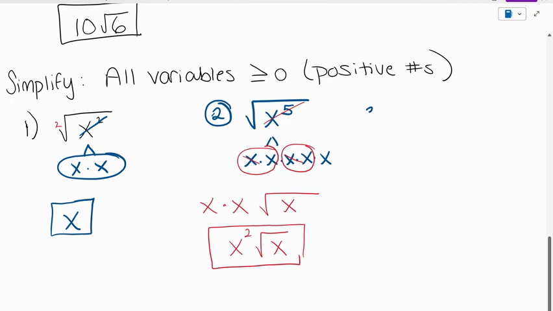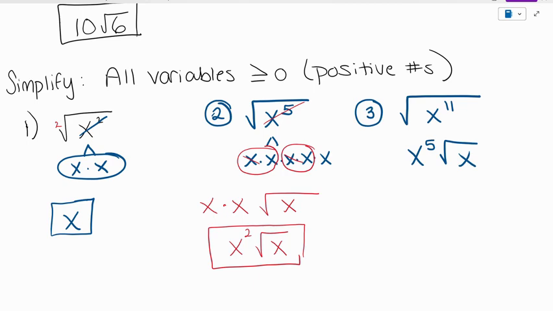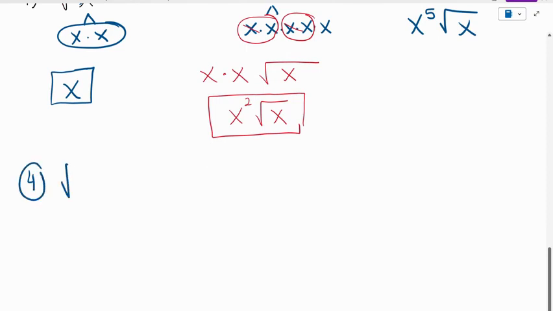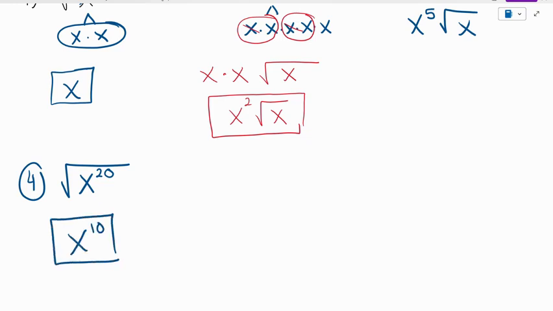All right, I'm going to do one more, and then I'm going to see if you see a shortcut here. So we're going to have the square root of x to the 11th. Does anybody think they see a shortcut? Philip, don't tell me the shortcut. If you think you see the shortcut, what would be the answer? x to the fifth root x. You got it. x to the fifth root x. All right. Who thinks they see a shortcut? What would be the square root of x to the 20th? Layla. x to the 10th. You got it. x to the 10th.